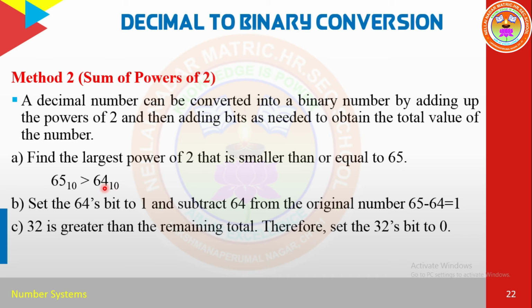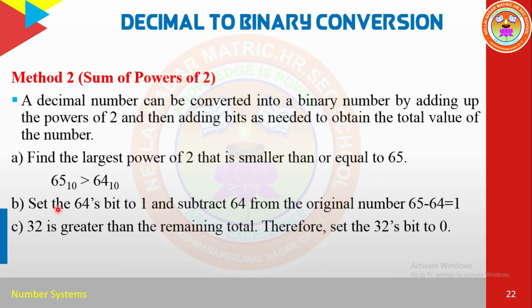64. Why does it come? 2 power 0, 2 power 1, 2 power 2, 2 power 3, 2 power 4, 2 power 5, 2 power 6, 2 power 7, like that. But why are you choosing 64? After 64, what is the next power? 64 doubled is 128, and 128 is bigger than 65, so we are not able to put that there. So up to 65, the largest power value is 64.